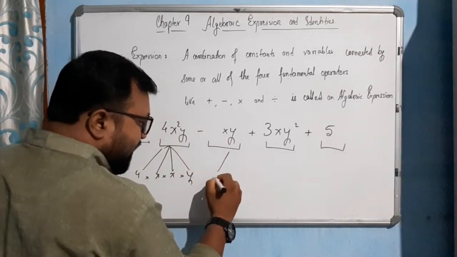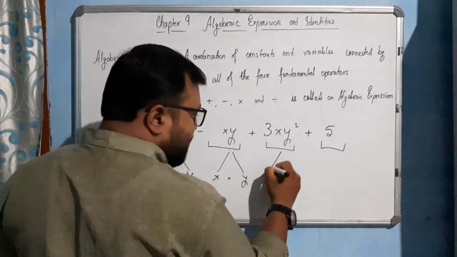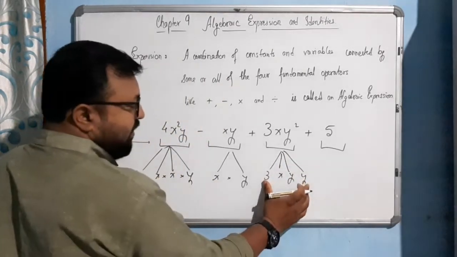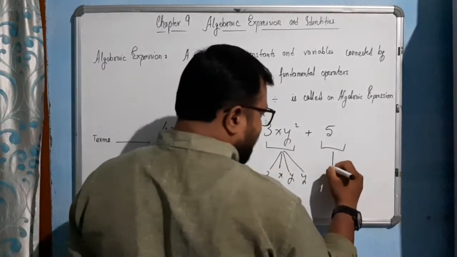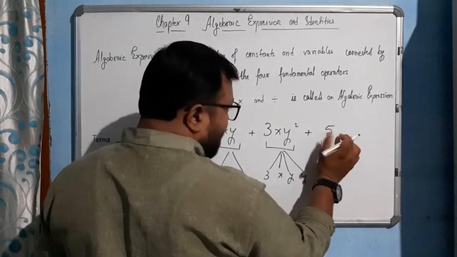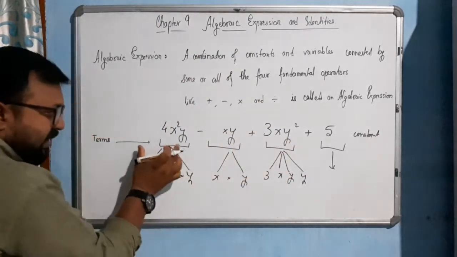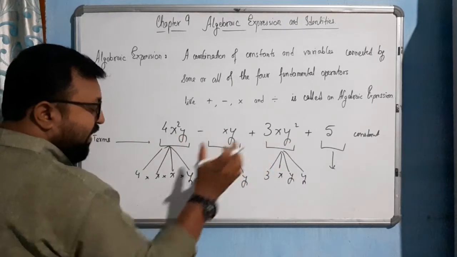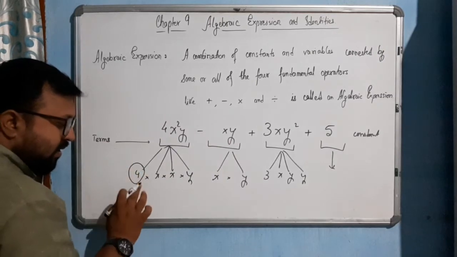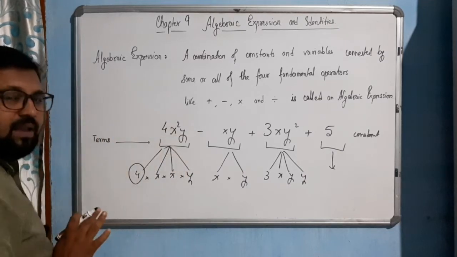In the same way here also, x and y are the factors of xy. Here also 3, x, y are factors of this expression. And 5 is single here, so we can say 5 into 1, and this is what we call a constant number. But in this expression, in every term, this 4 is a constant number, a constant value. This 4 is known as the coefficient of x square y.